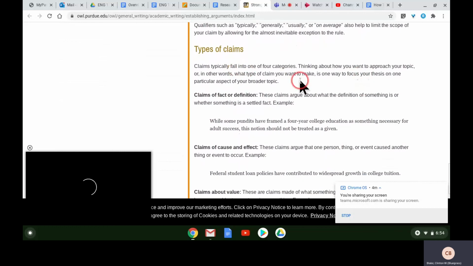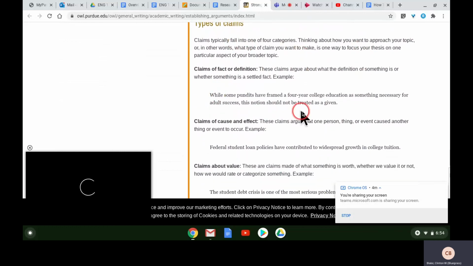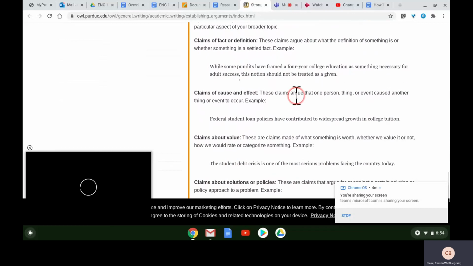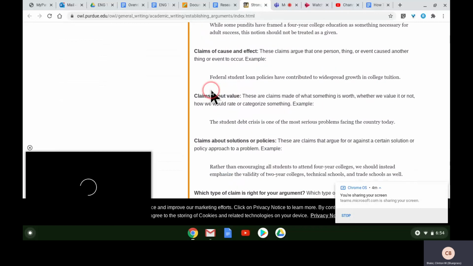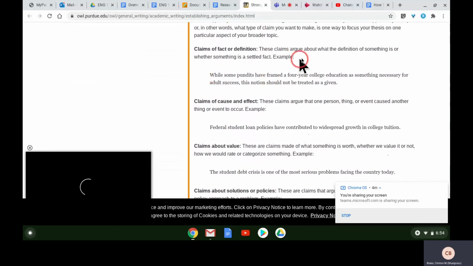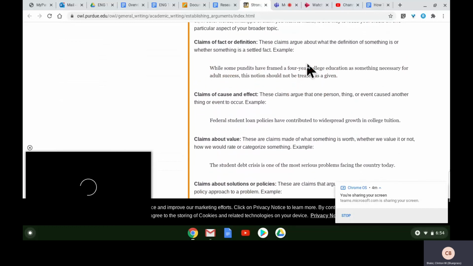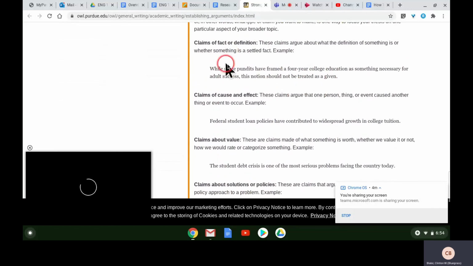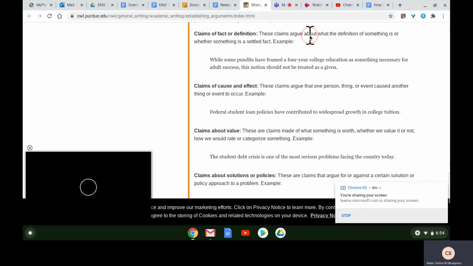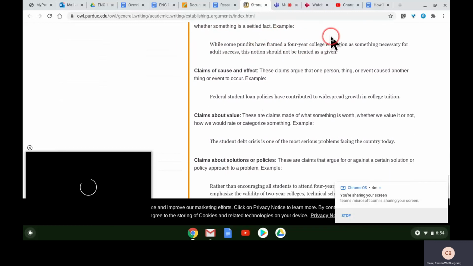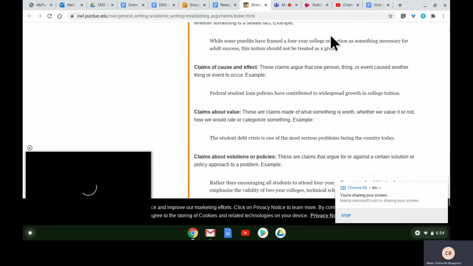Types of claims: there are claims of definition, cause and effect, and then a claim about value. Claim about definition, here's an example: some pundits have framed a four-year college education as something necessary for adult success. This notion should not be treated as a given. So that's a claim of fact or definition, right? This is saying that this is a fact that is not true, right?